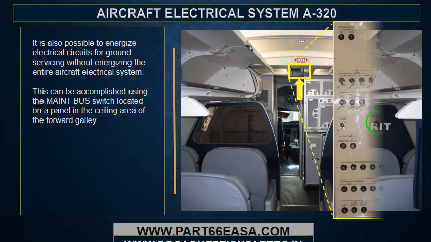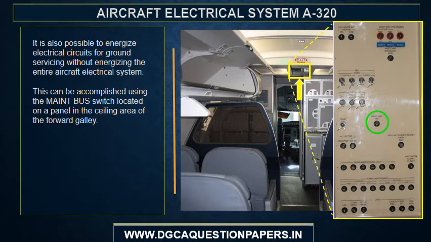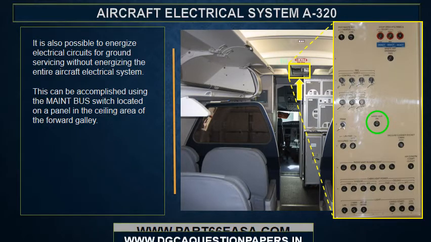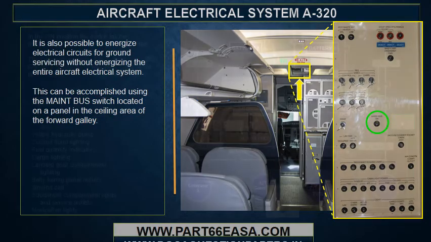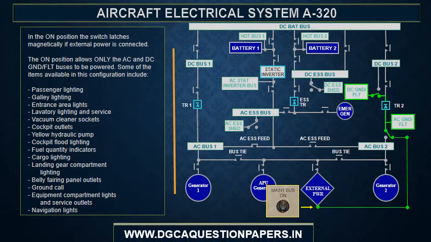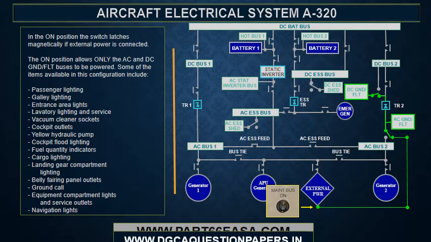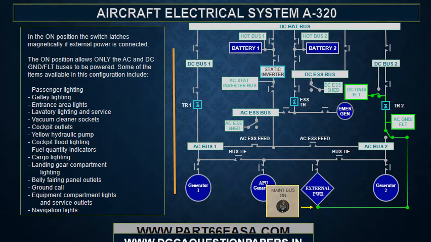It is also possible to energize the electrical circuits for ground servicing without energizing the entire aircraft electrical system. This can be accomplished using the maintenance bus switch located on a panel in the ceiling area of the forward galley. In the on position, the switch latches magnetically if external power is connected. The on position allows only the AC and DC ground flight buses to be powered.